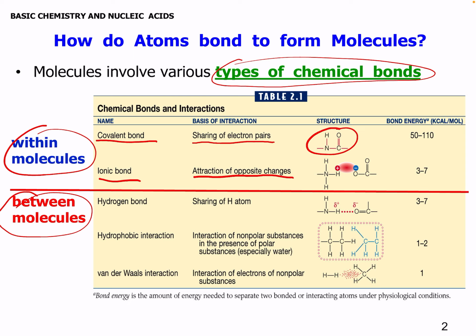As you guys know, positive attracts the negative, while the same charge repels. Bonds between molecules include our hydrogen bonds, which involves the sharing of a hydrogen atom. So here we can see the sharing. Also, what's good to determine is the bond energy. When we look at bond energy, this is the strength of the bond.